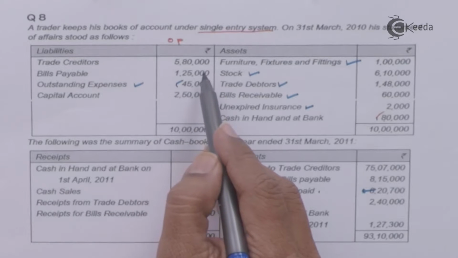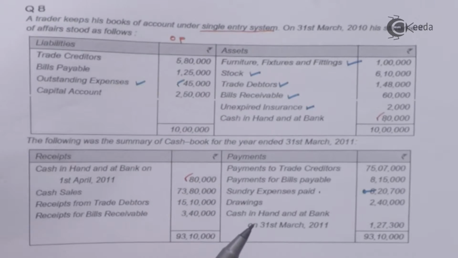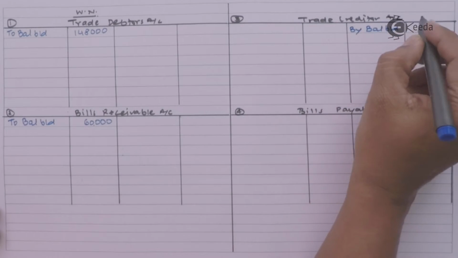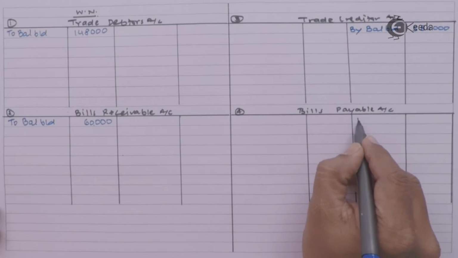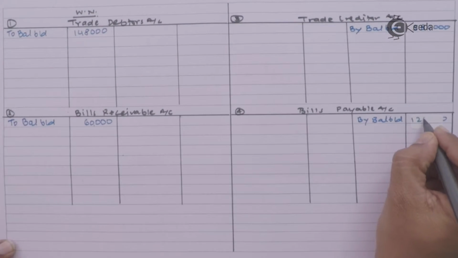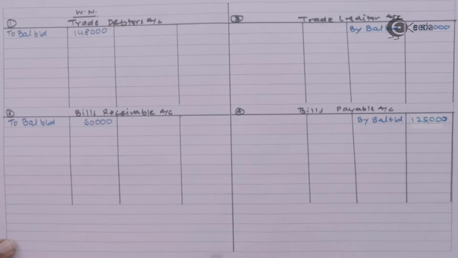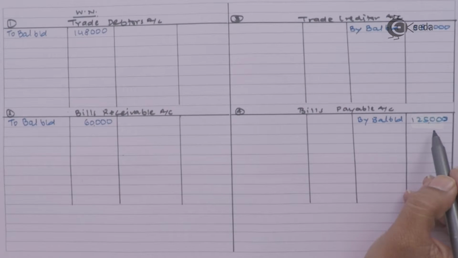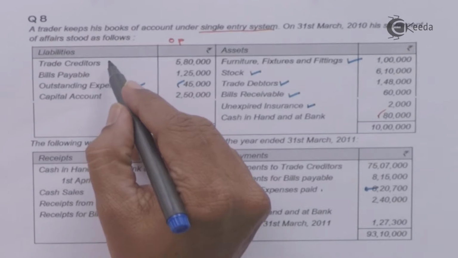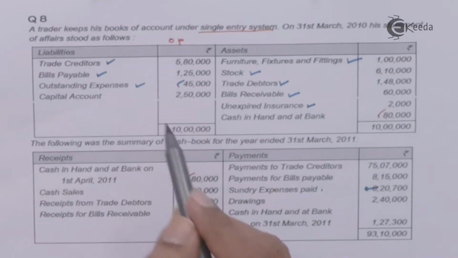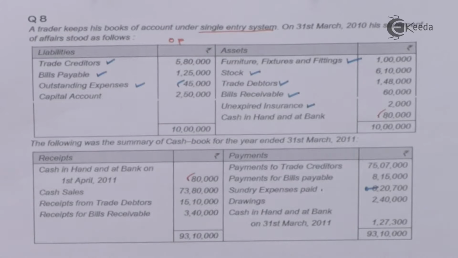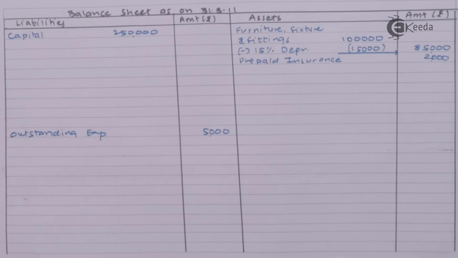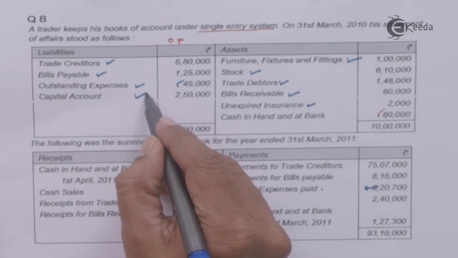Trade creditors, bills payable, we will open an account, so I am preparing working note for that. So students, we have written opening balance of creditors 580 and opening balance of bills payable 1,25,000. Next, creditors, bills payable done. Capital account I will write in my balance sheet on liability side, opening balance of capital 2,50,000. In this way, last year's balance sheet is taken care of.